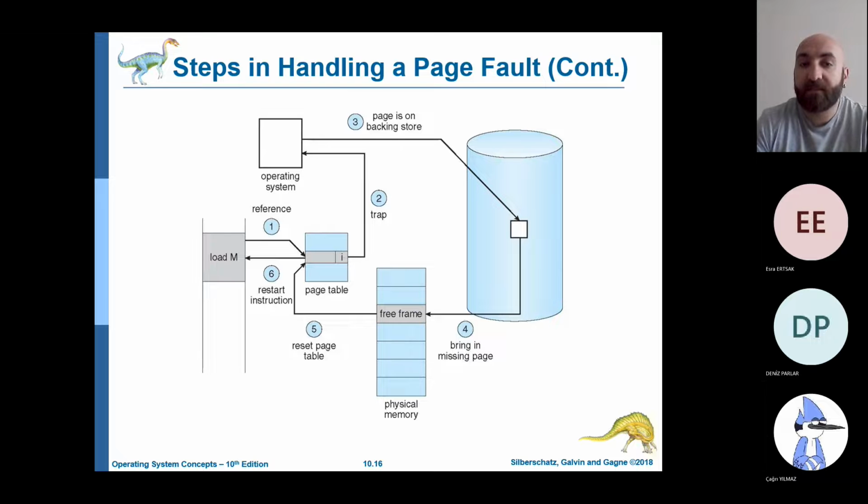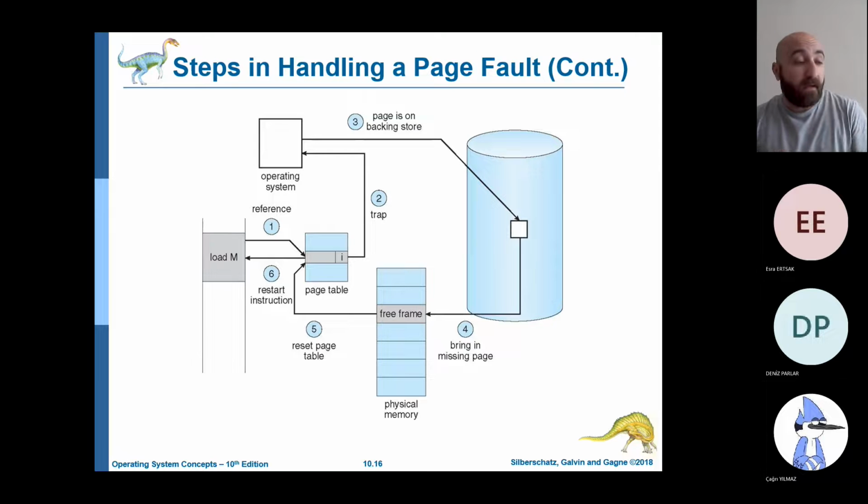Here you can see the steps in handling a page fault. Assume my process needs to access a page, and based on that reference, we check the page table and see that the page is invalid. That means we don't have that page in our physical memory. The page I want to reach is not in memory. So I am going to create a trap, and it's called a page fault.